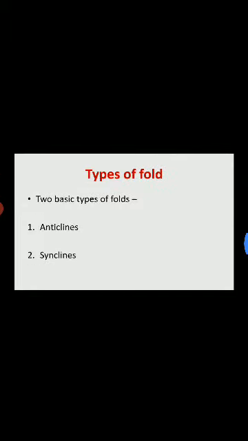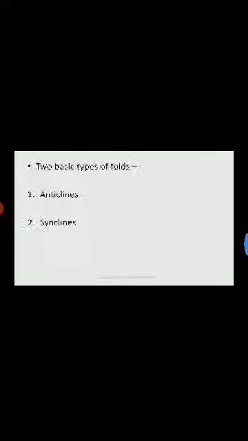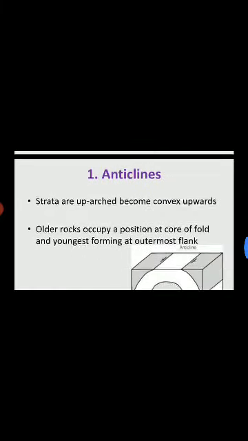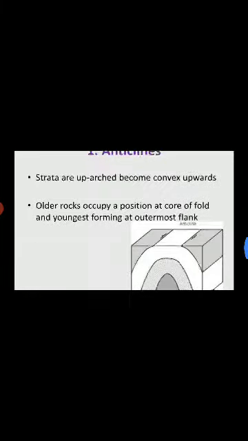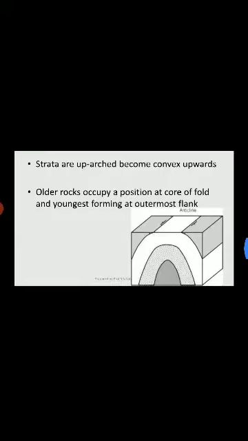The next one is types of folds. Two basic types of folds are anticlines and synclines. Let's see one by one. The first one is anticlines. Strata are up arched and become convex upward. Older rocks occupy a position at the core of the fold and the youngest form the outermost flank.